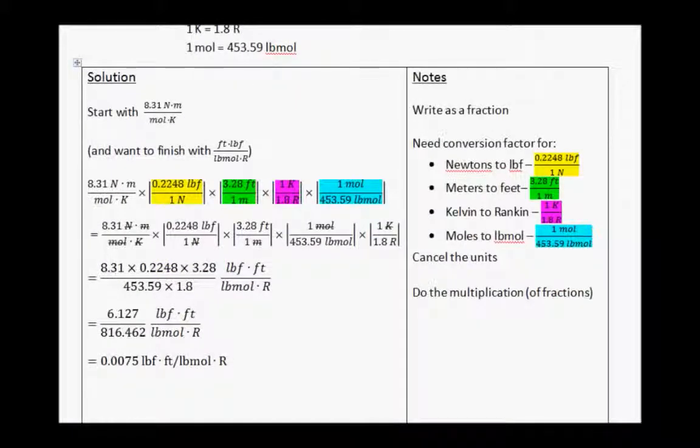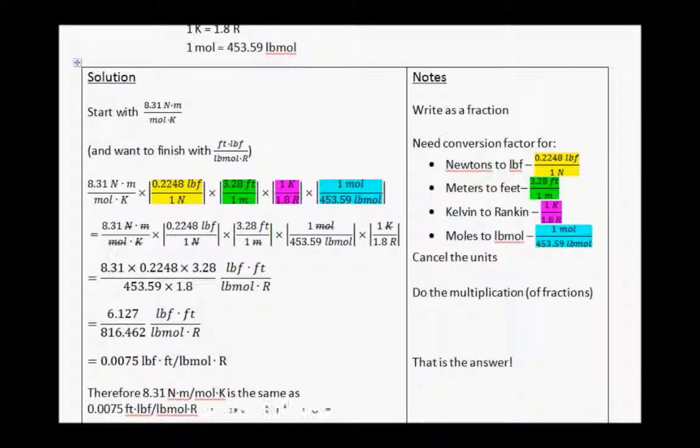0.0075 pounds force feet per pound mole Rankine. And that is the final answer. So I'll write down my final statement. Confidently stating that 8.31 Newton meters per mole Kelvin is the same as 0.0075 foot-pounds force per pound mole Rankine. Or if you want, you can write this in scientific notation as 7.5 times 10 to the power of -3 foot-pounds force per pound mole Rankine.